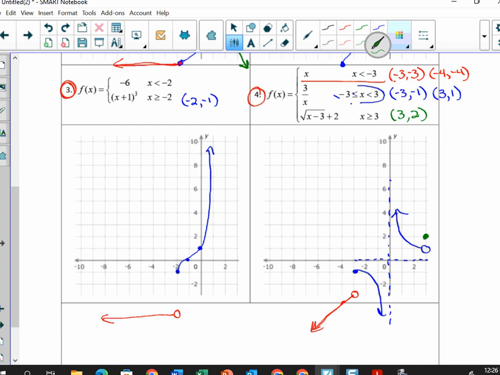All right, so what shifts have happened to my square root function? Right, 3 up 2. Isn't that the point I just plotted? Yeah, so I know I can follow my square root function from there. 1, 1, 4, 2. I'm somewhere way off my grid.